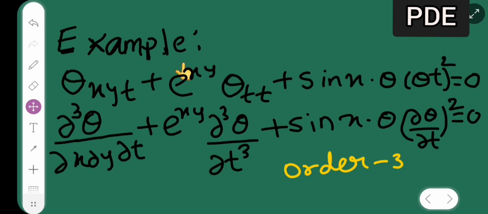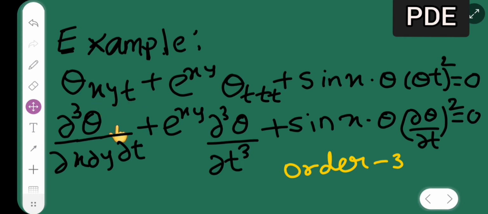Now let us take an example of it. Theta x, y, t, how do we write it in differentiation form? ∂³θ/∂x∂y∂t, right? The order is 3 here. Plus e raised to the power of xy ∂³θ/∂t³. Okay, so this is the third derivative, right? Plus sin x into (∂θ/∂t) raised to the power of 2 is equal to 0. Here you can see this part is written in this form, and this part I have written in this form. How many t's are there? 3 t's, right? So that's why it is ∂t³.